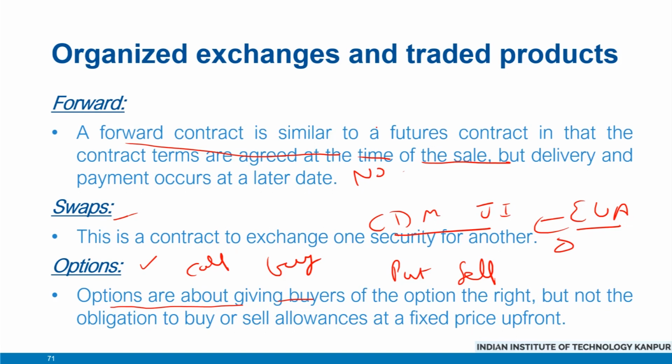OTC. We also discussed the swap, which is a contract to exchange one security for another. And lastly, we discussed options. In particular, we discussed the call and put options. Call options give us the right to buy, while put options give us the right to sell.